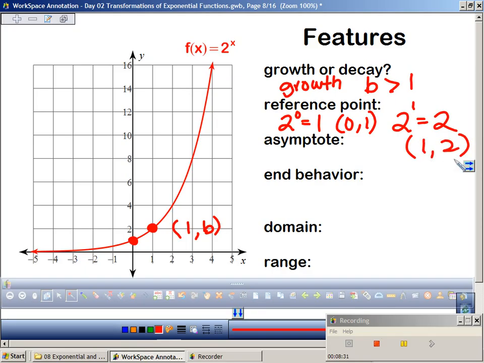All right, my asymptote. Now this may be falling. It may look like it's touching that line, but is it? No, you guys learned that before. I shouldn't be drawing it as a solid line. I should be drawing it as a dashed line. This is my asymptote.